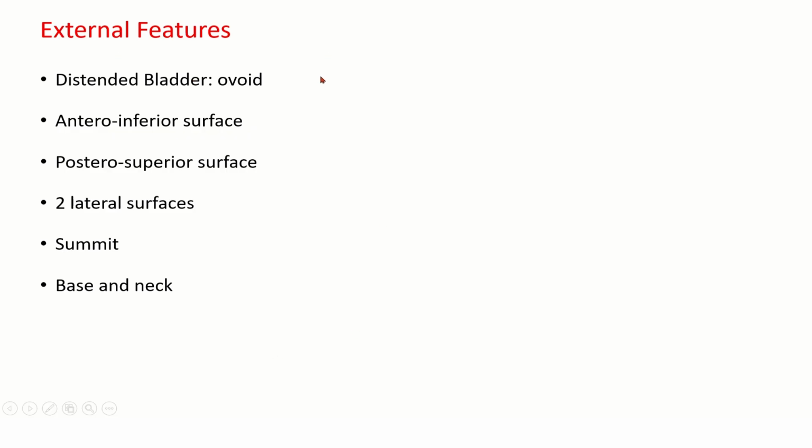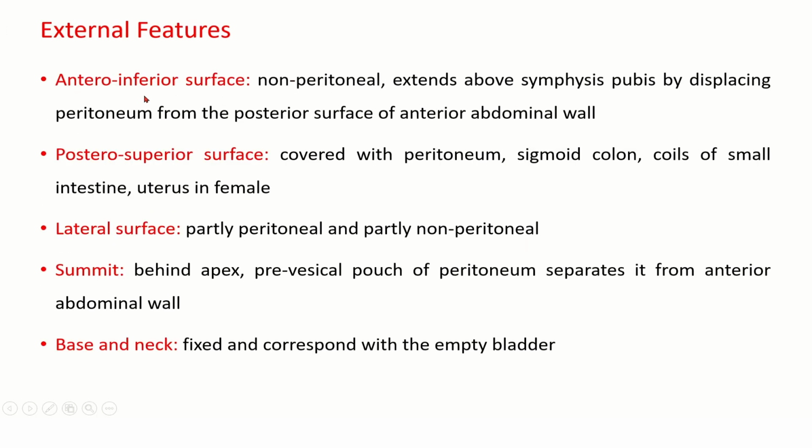External features in a distended bladder. A distended bladder is ovoid. There is an anterior-inferior surface, a posterior-superior surface, and two lateral surfaces. There will be a summit, and base and neck are constant. You can see here, the anterior-inferior surface is non-peritoneal, and extends above the symphysis pubis by displacing peritoneum from the posterior surface of the anterior abdominal wall. Then the posterior-superior surface is covered with peritoneum. The sigmoid colon, coils of small intestine, and uterus in case of females are related. The lateral surface is partly peritoneal and partly non-peritoneal.